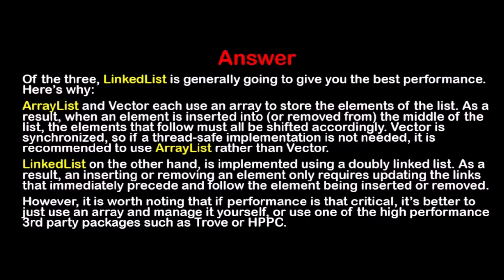Here's why. ArrayList and Vector each use an array to store the elements of the list. As a result, when an element is inserted into or removed from the middle of the list, the elements that follow must all be shifted accordingly. Vector is synchronized, so if a thread-safe implementation is not needed, it is recommended to use ArrayList rather than Vector. LinkedList, on the other hand, is implemented using a doubly linked list. As a result, inserting or removing an element only requires updating the links that immediately precede and follow the element being inserted or removed.